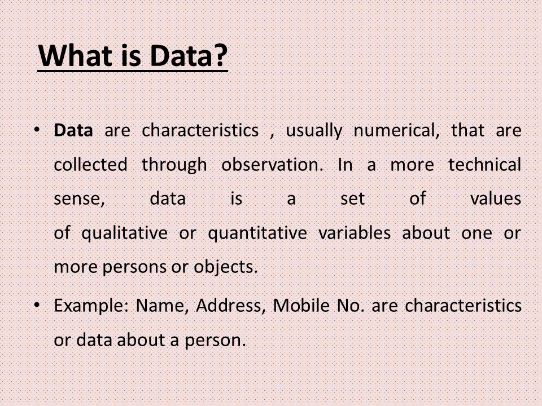Now coming on data, let us try to understand data. Data are characteristics, usually numerical, that are collected through observation. In a more technical sense, data is a set of values of qualitative or quantitative variables about one or more persons or objects. Examples of data include name, address, mobile number. All these are characteristics or data about a person.